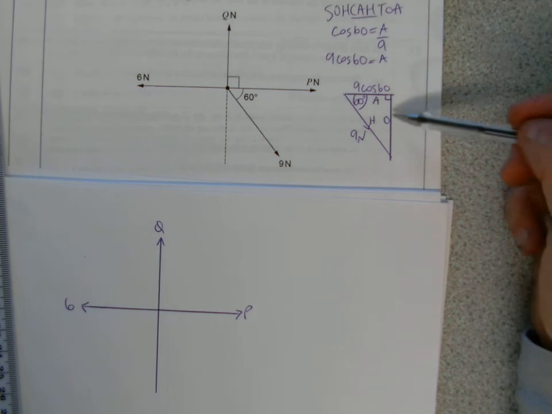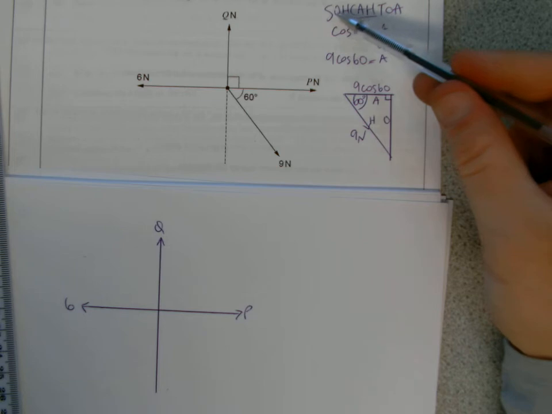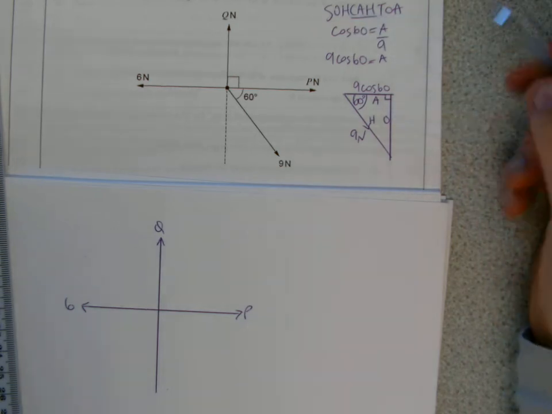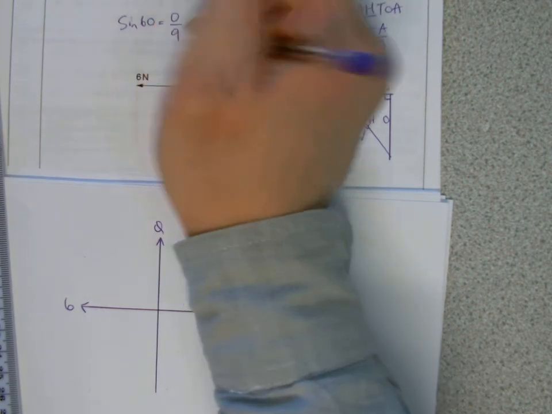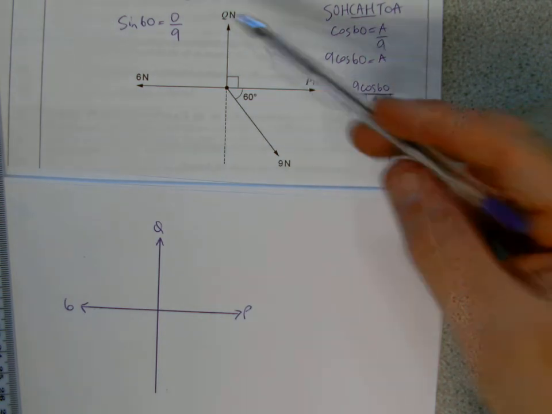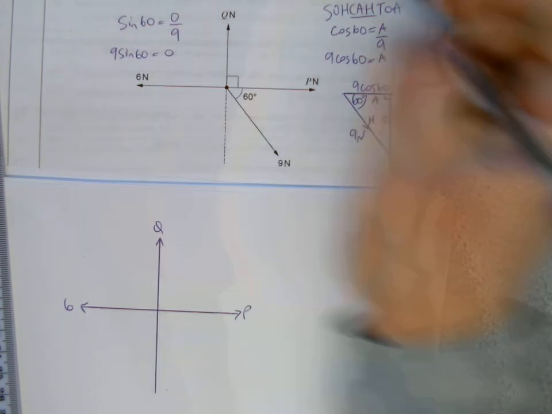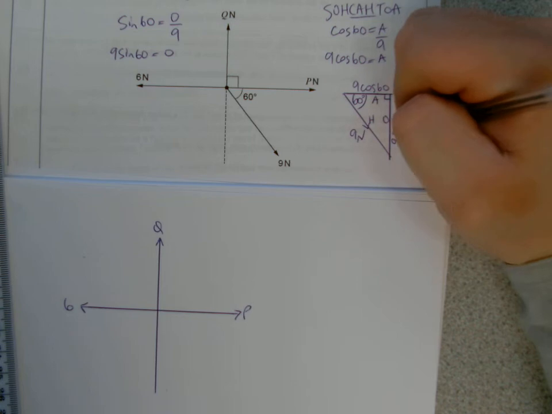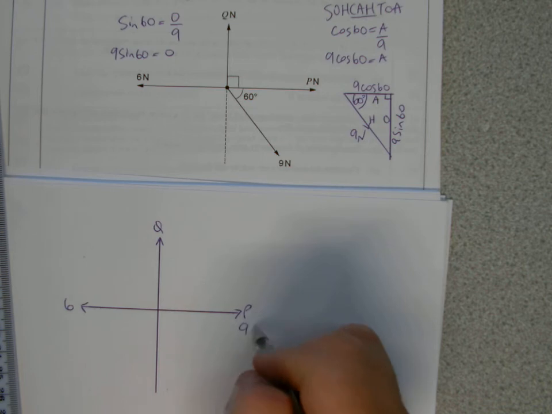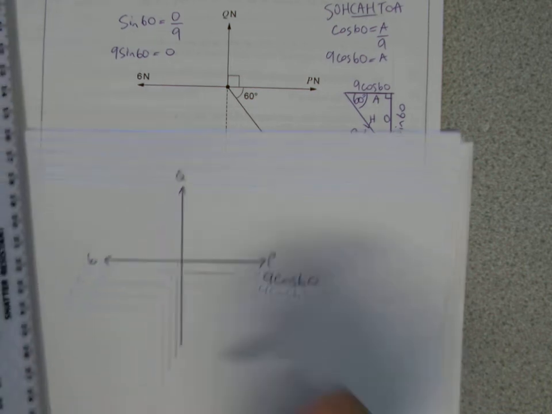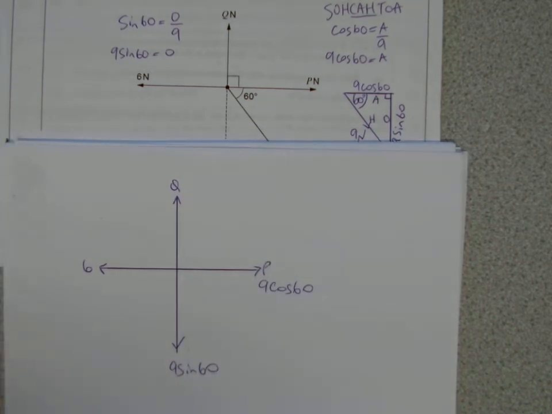Now similarly, I can work out what O is. To work out what O is, I'd have to use the sine. O over H. Sine 60 would equal the opposite over H, which of course is 9. To get the opposite, I take the 9 up, so I get 9 sine 60 equals O. So that's what would be on this side here, 9 sine 60. So in terms of resolving my forces, I will have 9 cos 60 going in the x direction, and 9 sine 60 going in the y direction.